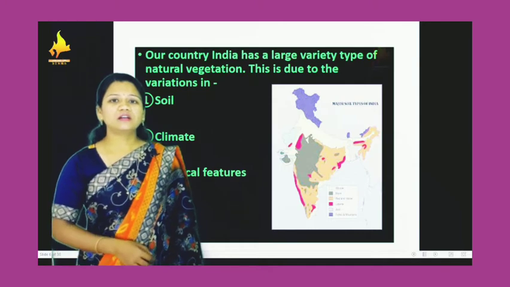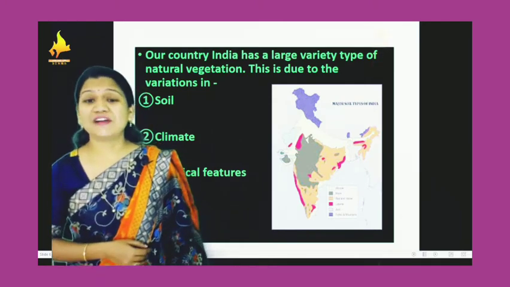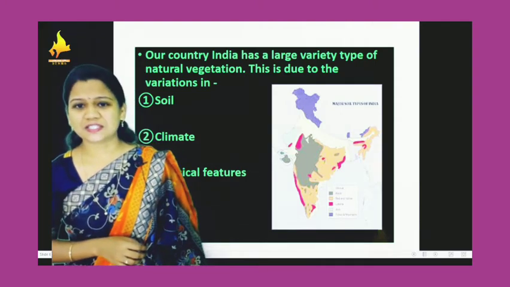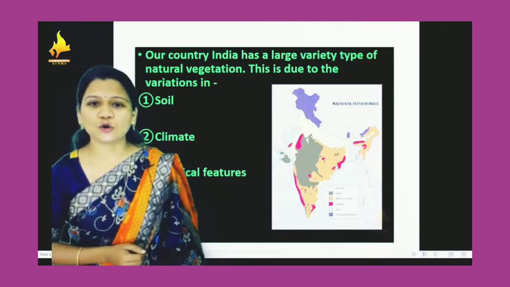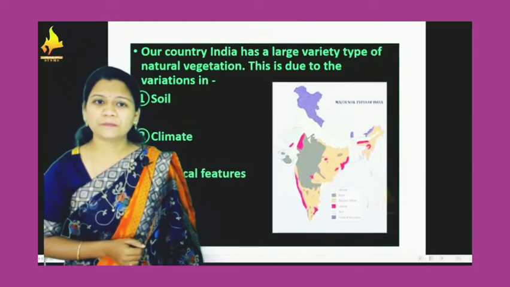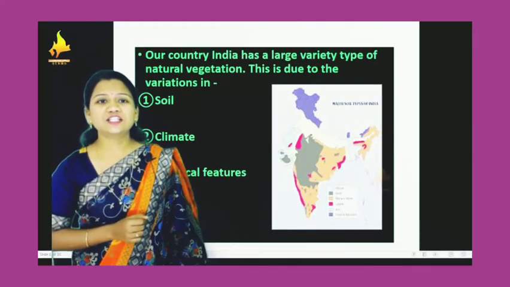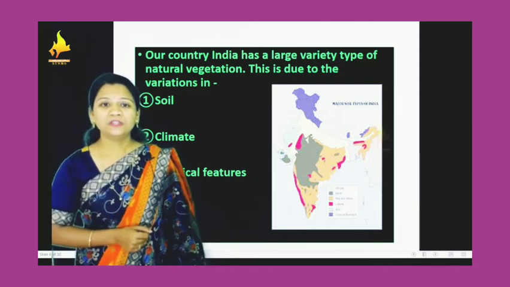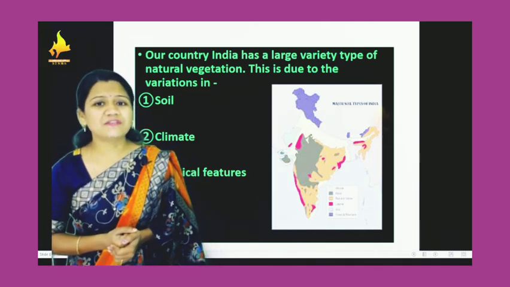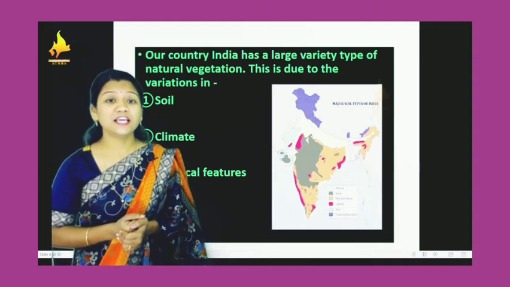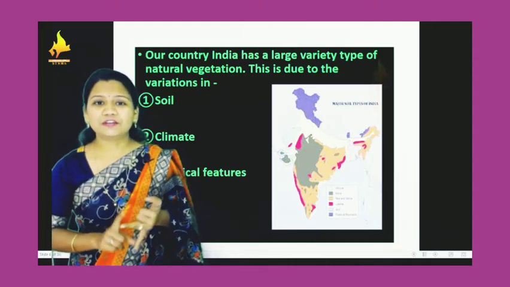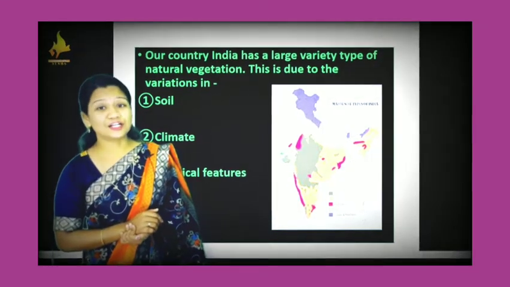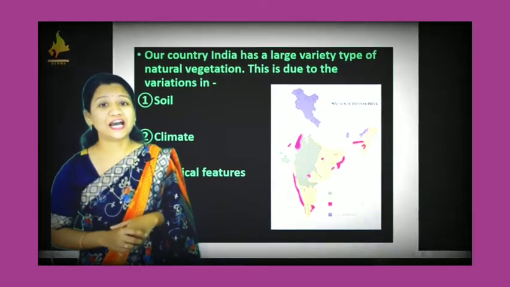We find a variety of types of natural vegetation here. Why? Because of the soil, climate and physical features, which are displayed here on your screen with the help of a map. Different types of soils are found in different areas of India. Even the climatic conditions we experience here are different. Why? Because of the location, relief features and distance from the sea. Even the physical features are different in different parts of India, not the same.